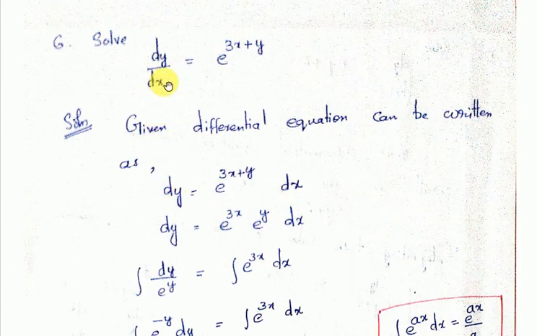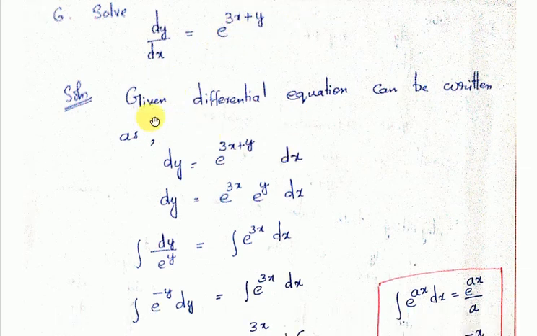Next is solving dy by dx equal e raised to 3x plus y. That is dy equal to, you can bring this dx to the right side, e raised to 3x plus y into dx. So it is of the form e raised to 3x plus y. These are of the form a raised to m plus n. What is the law of exponents? A raised to m plus n equals a raised to m into a raised to n. So e raised to 3x into e raised to y dx.